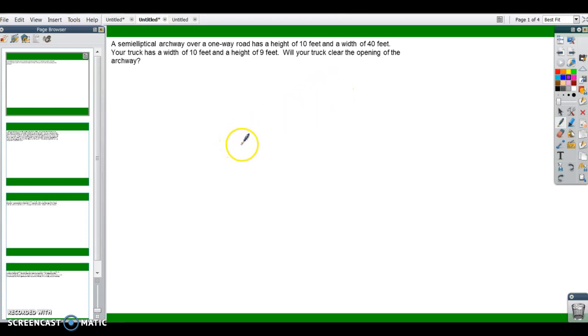It says a semi-elliptical archway over a one-way road has a height of 10 feet and a width of 40 feet. Your truck has a width of 10 feet and a height of 9 feet. Will your truck clear the opening of the archway? So it's really important to make sure that you draw an accurate picture before you start doing any of the math behind the problem. So if we were to go ahead and draw an elliptical archway.